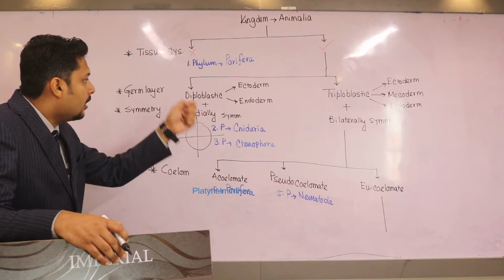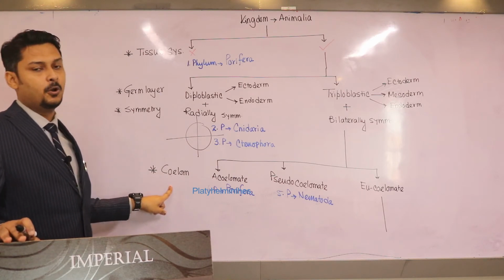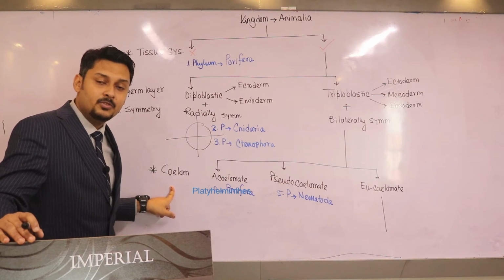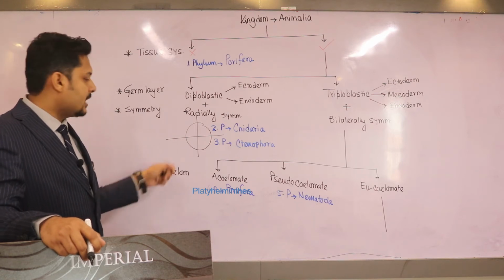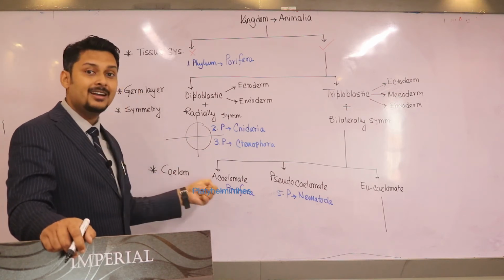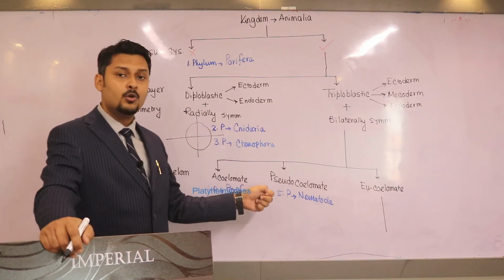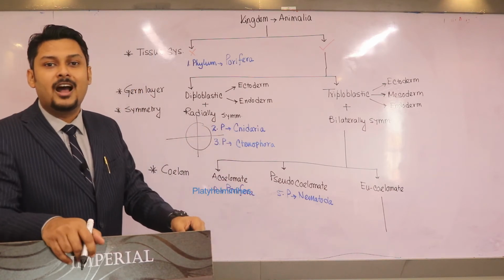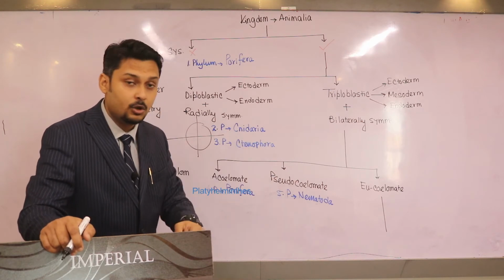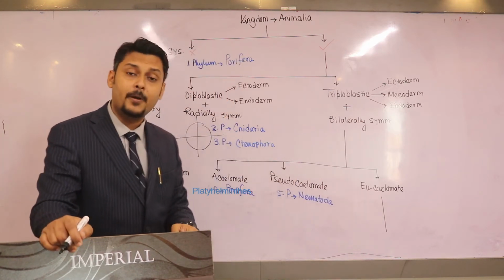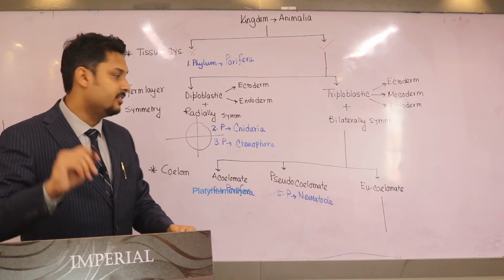Now, those that are triploblastic and bilaterally symmetrical are further classified on the basis of coelom. What is coelom? Coelom is just a cavity between the body wall and the gut wall. Some groups of organisms do not have that kind of cavity. Absence of cavity is known as acoelomate. Some have a cavity, but it is not the ideal cavity, so they are pseudocoelomates, like Nematoda. And some groups have the ideal coelom. In biology, Eu means ideal. I think that point is clear.